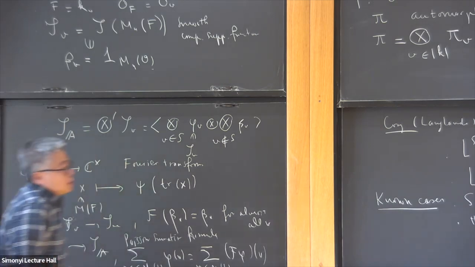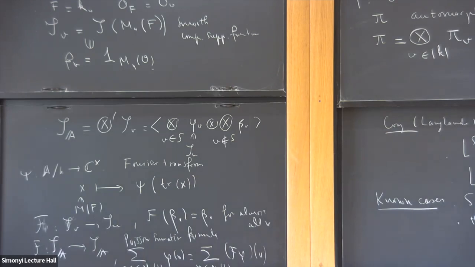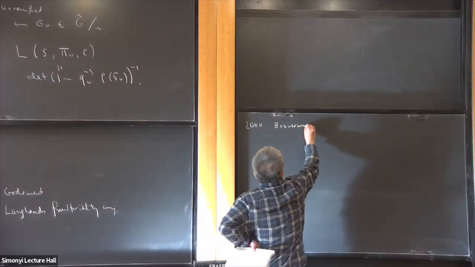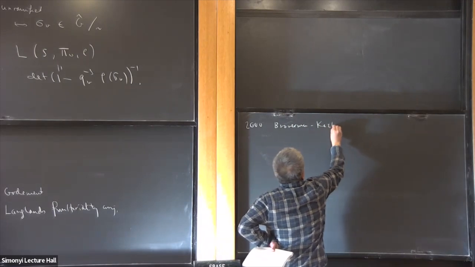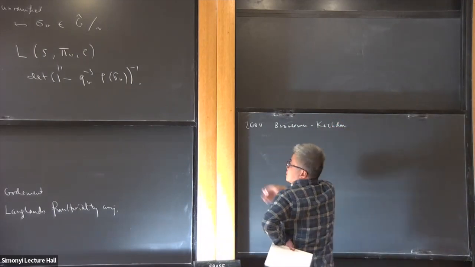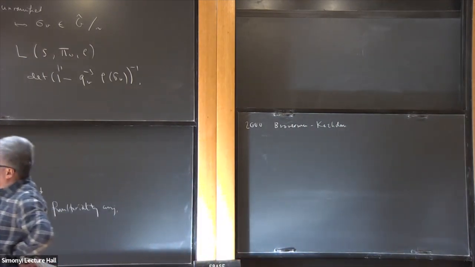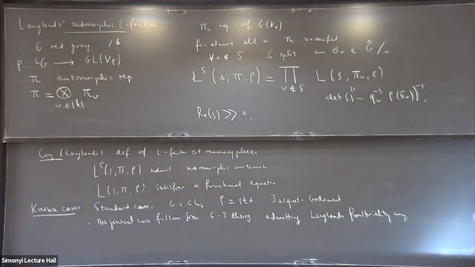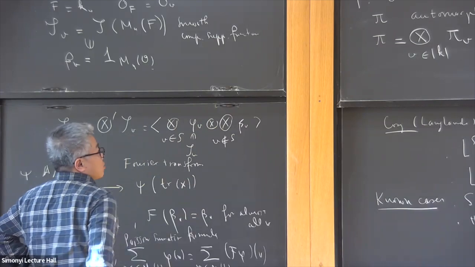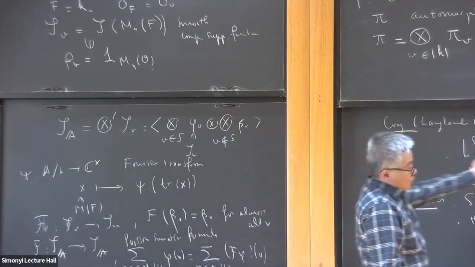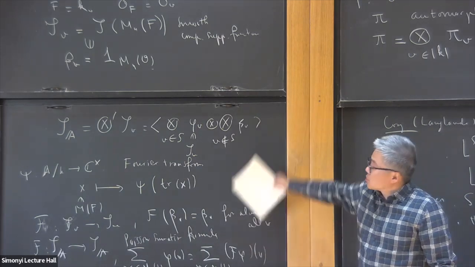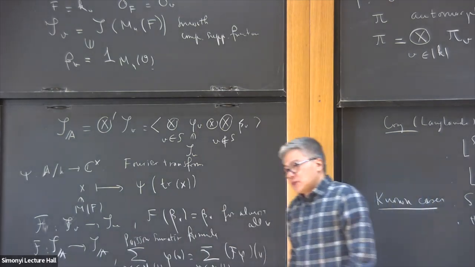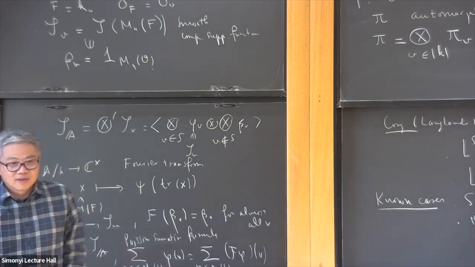So by 2000, Braverman and Kazhdan had a proposal, which is just a nice, simple-minded generalization of this. You pick out the ingredients and try to make them work in a certain situation. So instead of passing through the standard representation, you just want to construct it directly. Of course it sounds very nice, but it doesn't have to be very difficult. Let's try it.